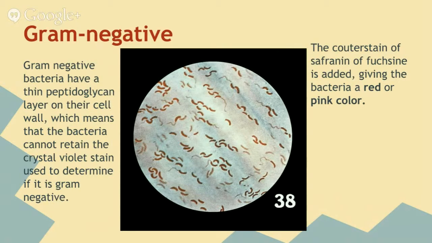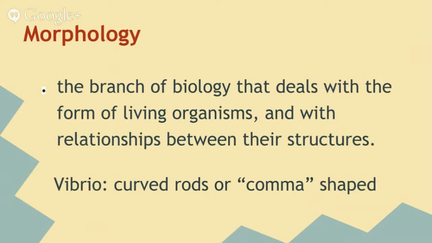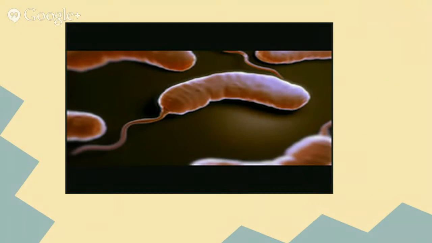Because cholera has a thin peptidoglycan layer, when you stain it, it holds the red and pink color better than the violet. And there's a picture of cholera actually stained. Morphology is the branch of biology that deals with the form of living organisms and the relationship of their structures. Cholera is what's called a vibrio, which means it's the shape of a curved rod or a comma. And here's a better image where you can see that comma shape.